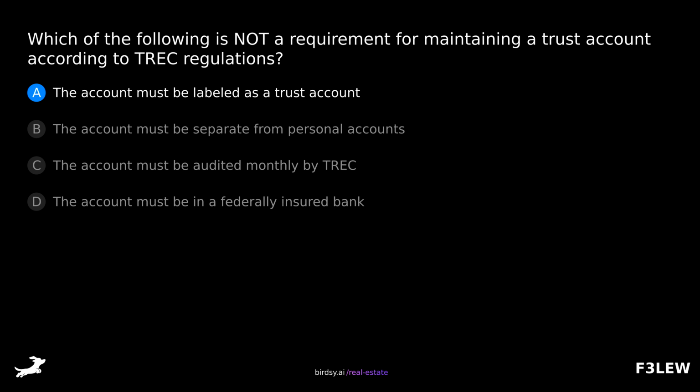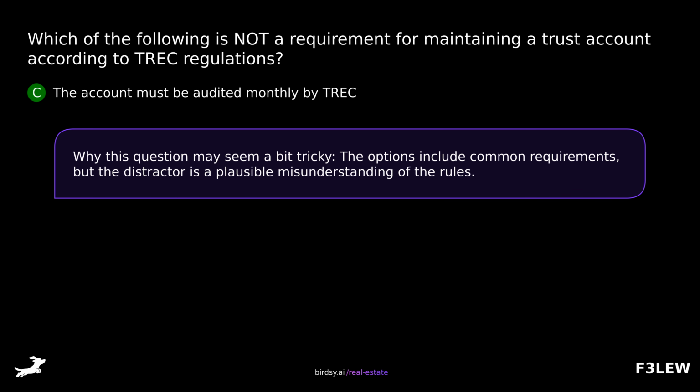Is it A, the account must be labeled as a trust account, B, the account must be separate from personal accounts, C, the account must be audited monthly by TREC, or D, the account must be in a federally insured bank? The answer is C, the account must be audited monthly by TREC. Why this question may seem a bit tricky: the options include common requirements, but the distractor is a plausible misunderstanding of the rules.